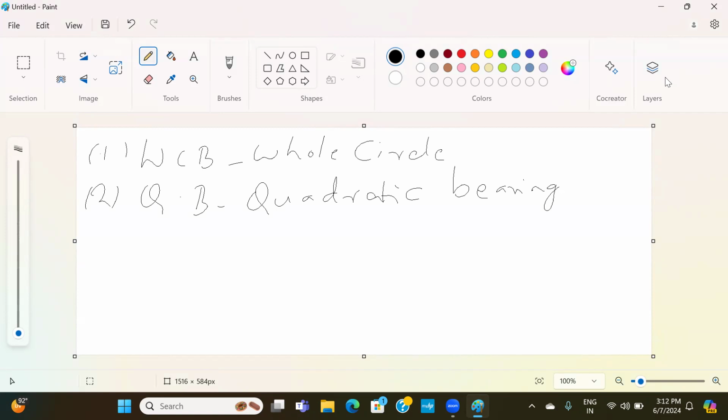Suppose we consider this is north and this is south. In whole circle bearing, suppose the point lies here, O, A. From north towards clockwise direction, if you measure an angle from north, it indicates whole circle bearing. So from north, we have to consider.